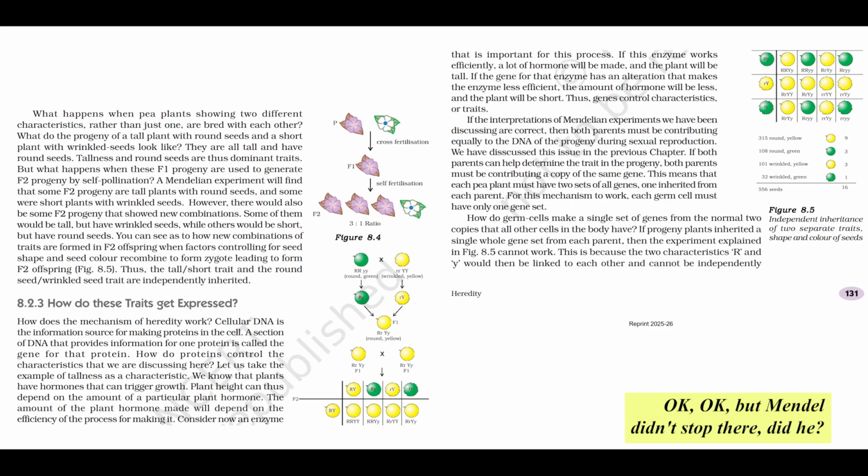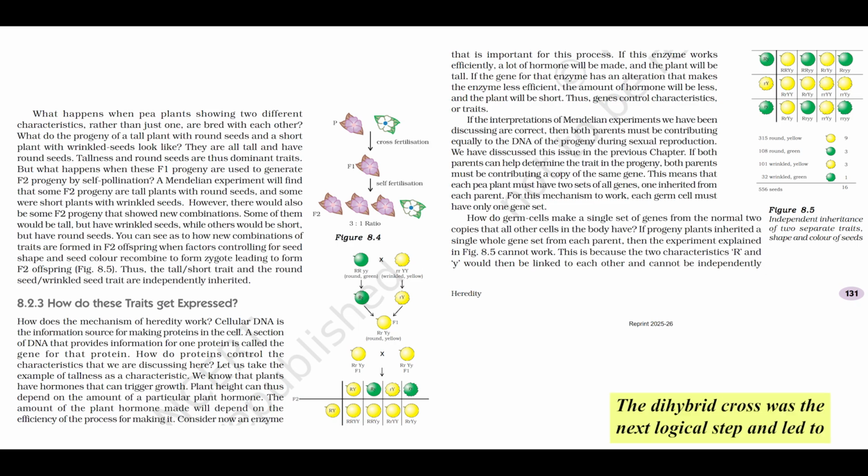Okay. But Mendel didn't stop there, did he? He looked at 2 traits at once, the dihybrid cross. How did that experiment, maybe with seed shape and color, reveal his next big idea, independent inheritance, shown in figure 8.5? This sounds really important for NEET, too.